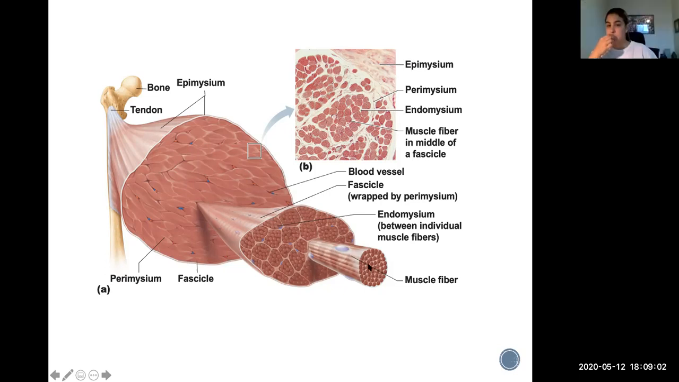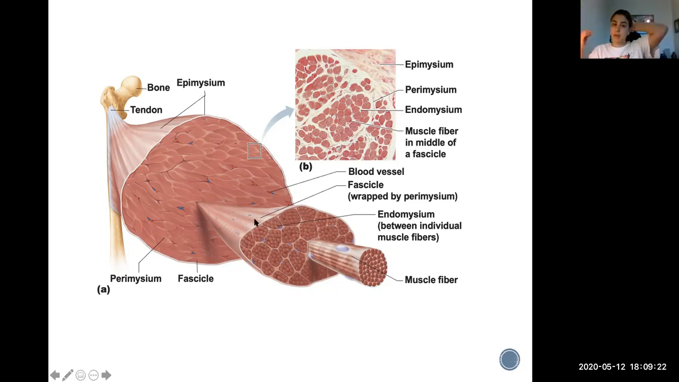That's an actual muscle cell. So it has its own plasma membrane, just like all other cells. But the endomysium is just connective tissue that's in between all of them. So it's basically this lighter colored stuff right here. That's just connective tissue in between the muscle fibers. And we call it endomysium.